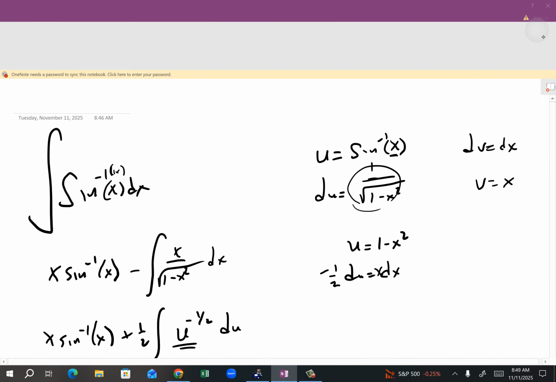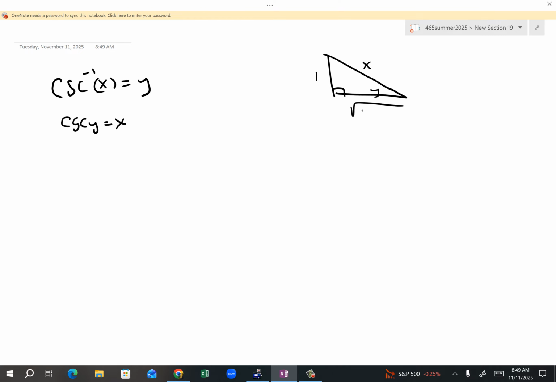Yeah, I think I'll leave cosine for you. What the heck? Let's do cosecant for fun, shall we? If you have the arc cosecant of x, of course, that means that the cosecant of y is x. Here's y. Cosecant is x over 1, so this is the square root of x squared minus 1. Take the derivative here.